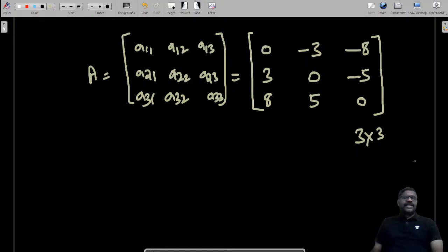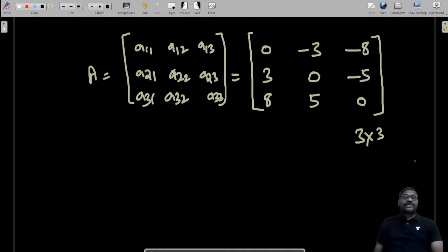Okay? Whenever a problem demands a concept, I will discuss. Anyhow, in every problem, I am revising the concept. It is a problem designed on a simple concept. What is the concept? All the leading diagonal elements are 0.